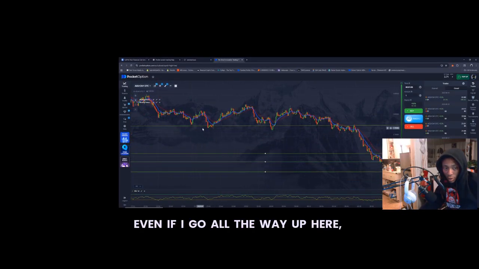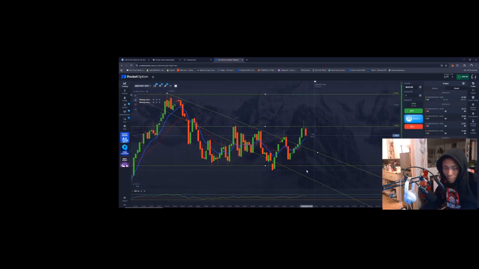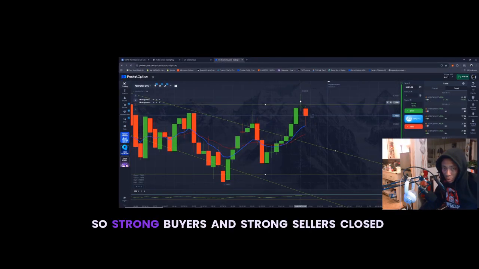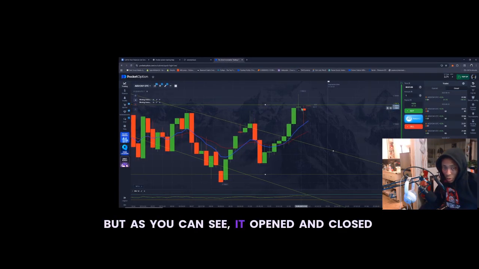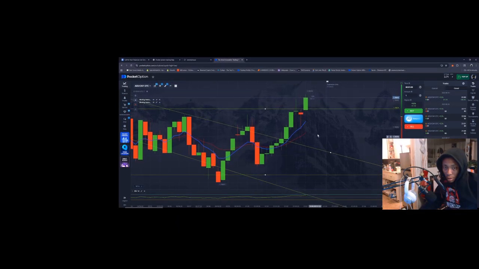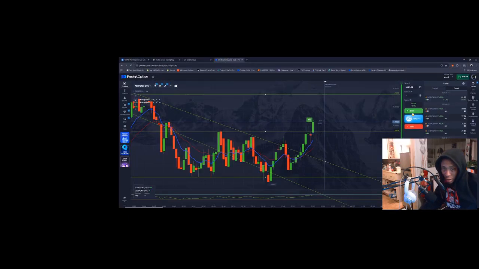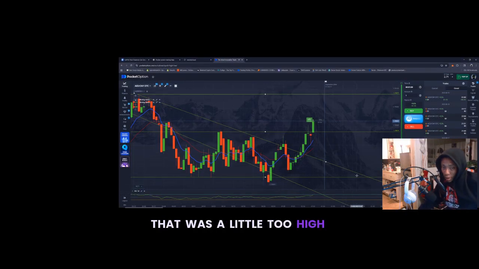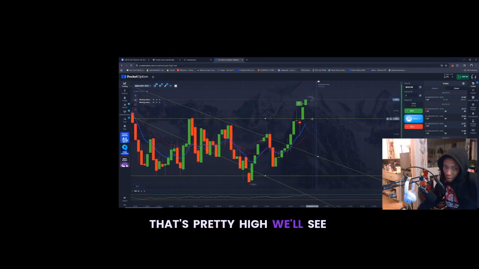Just because we can see, even if I go all the way up here, there's price confirmation all up here. So strong buyers and strong sellers close around the same price it opened at. But as you can see, it opened and closed below the resistance line. So we could be hopeful and say, well, buy. That was a little too high, because that's pretty high. We'll see.